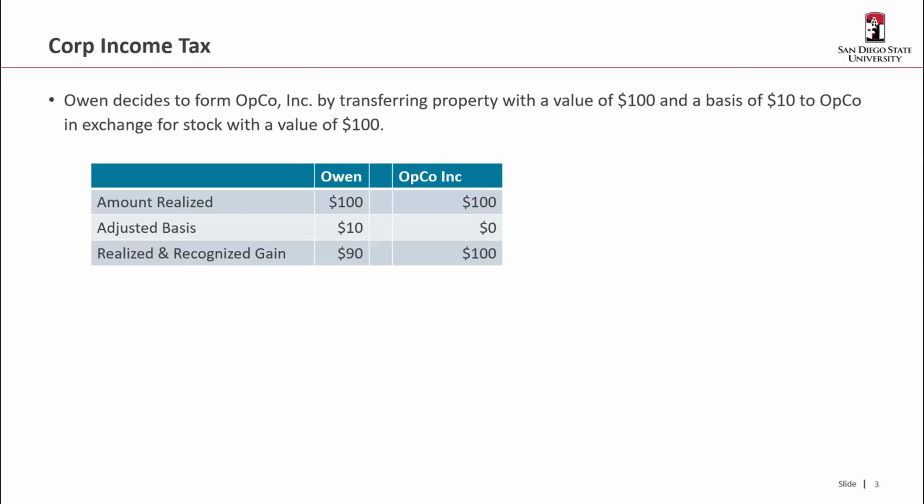All right, so let's start with 351 in general. So Owen decides to form OpCo, Inc. He's going to transfer property. That property has a value of $100 and a basis of $10 to OpCo in exchange for stock with a value of $100. So Owen is going to realize $100. His adjusted basis is 10. That means he'd have realized and recognized gain of $90.